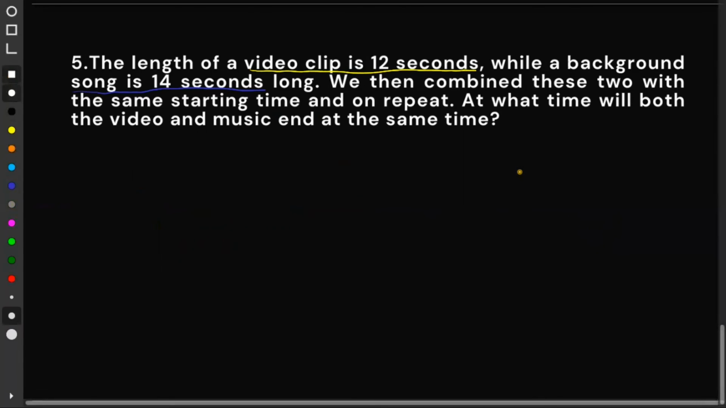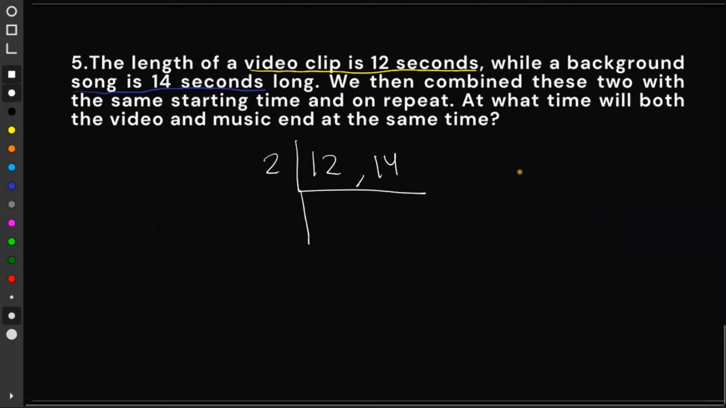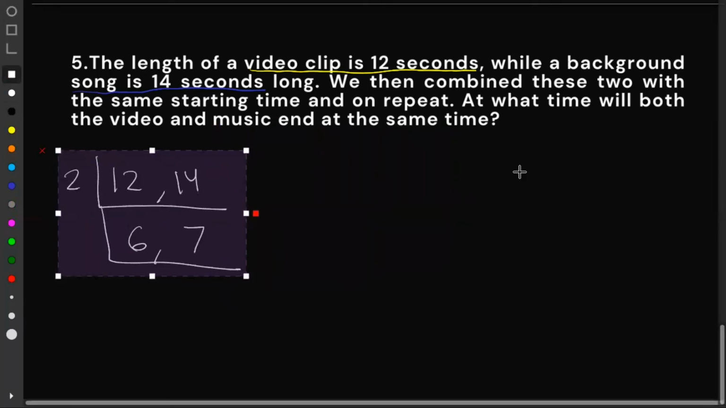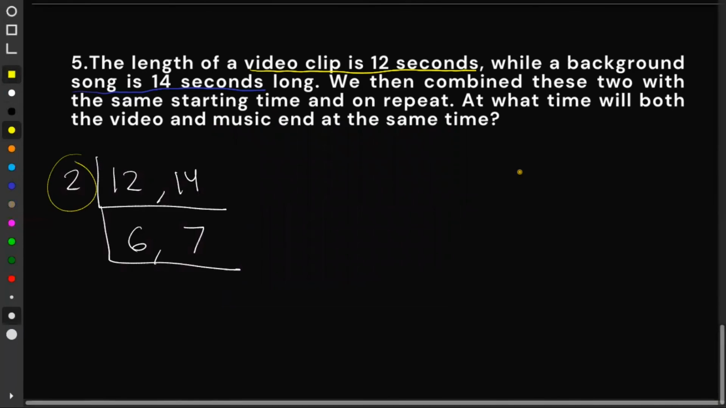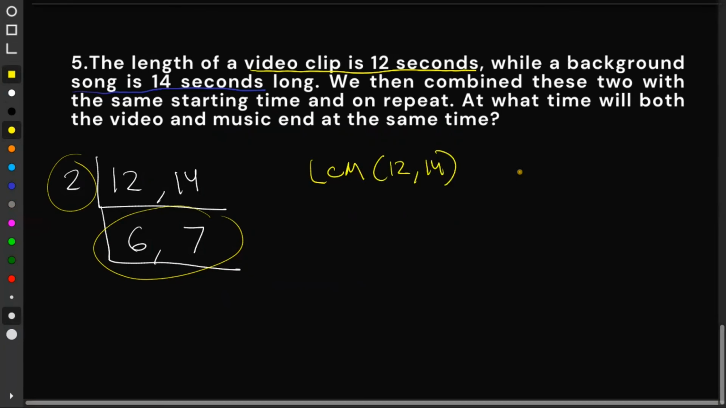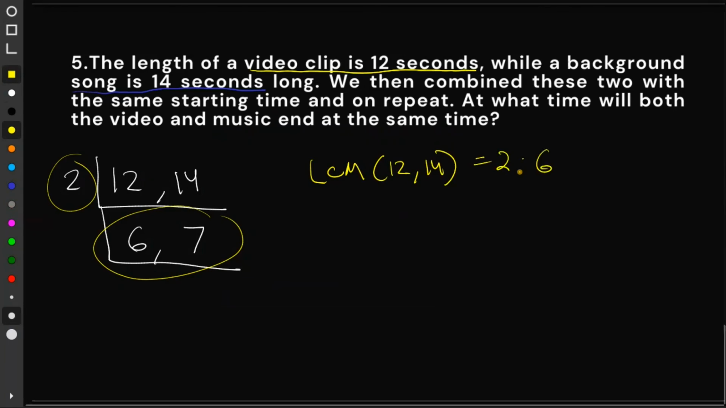Let's use continuous division for that. So we've got 12 and 14 out here. They have a common factor of 2, so we've got 2. That will give us 6, and this one gives us 7. Now do these two have a common factor? Well, they actually don't have any common factors anymore. So we simply multiply this one together with this one. So we've got the LCM of 12 and 14 is equal to 2 times 6 times 7.